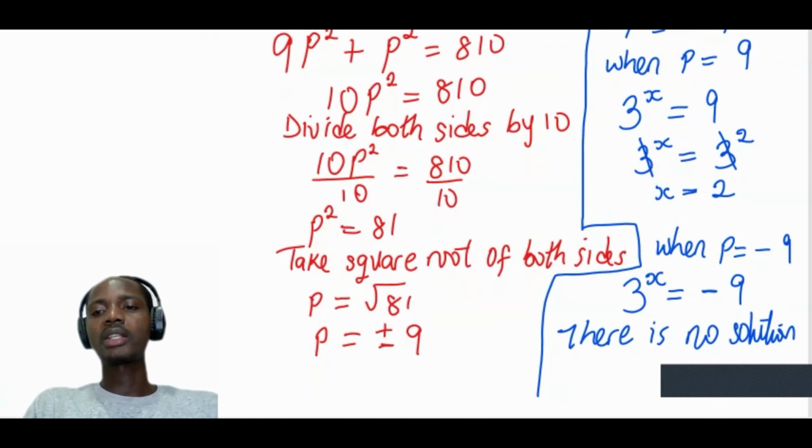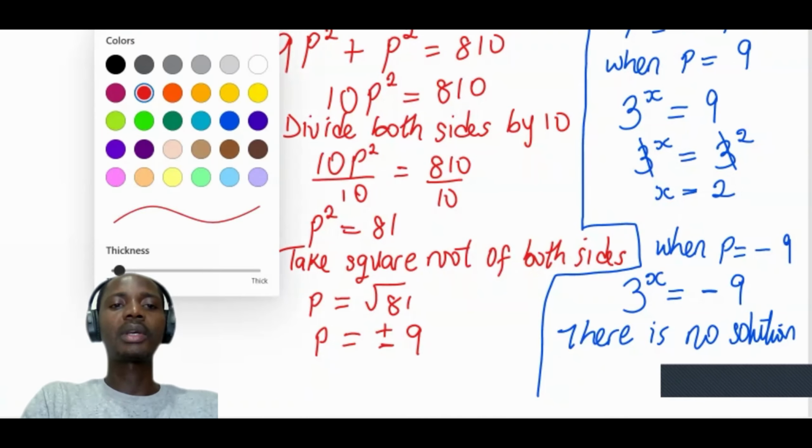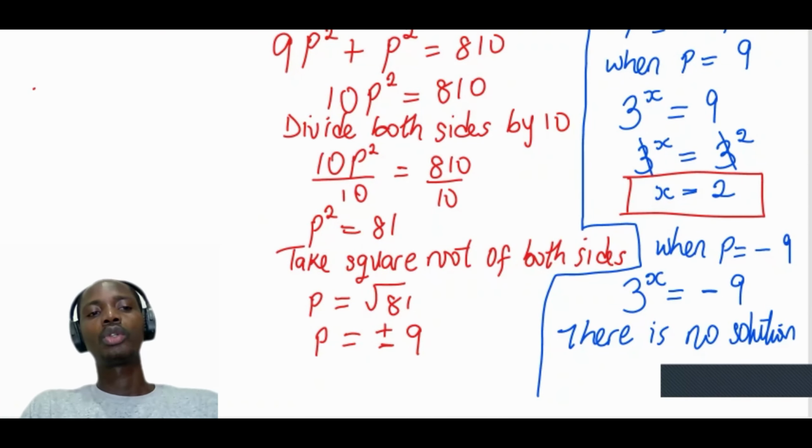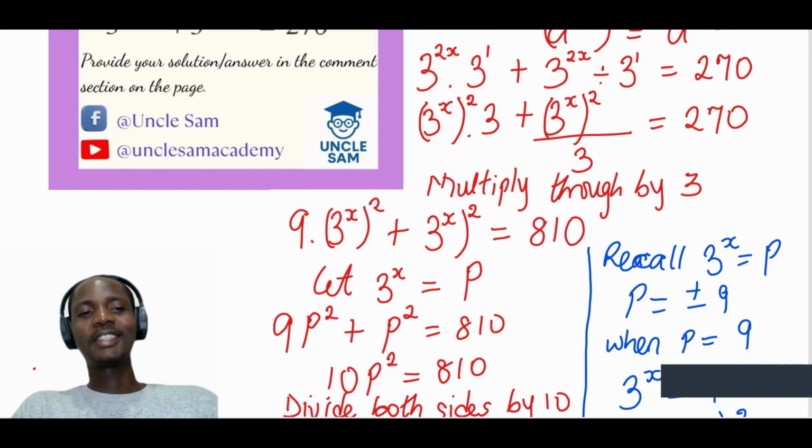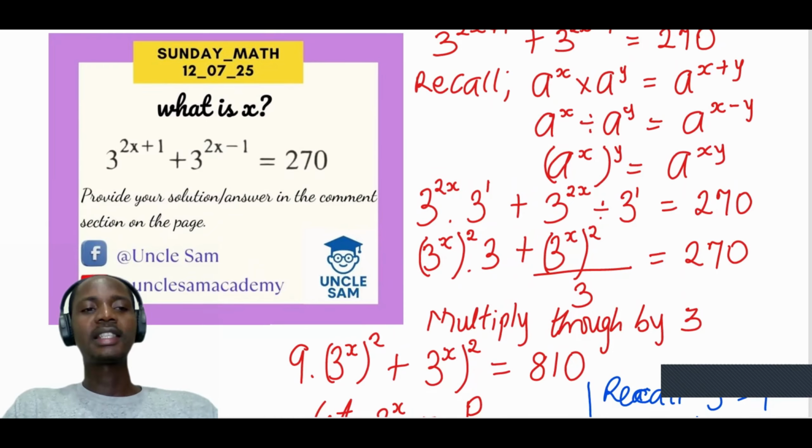So if there's no solution, we can conclude that our x is equal to 2. You see this matter? All of us will learn it. So for this equation, our x is equal to 2.